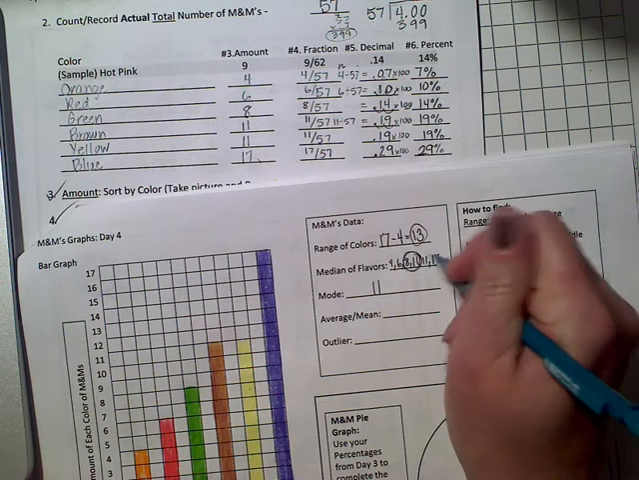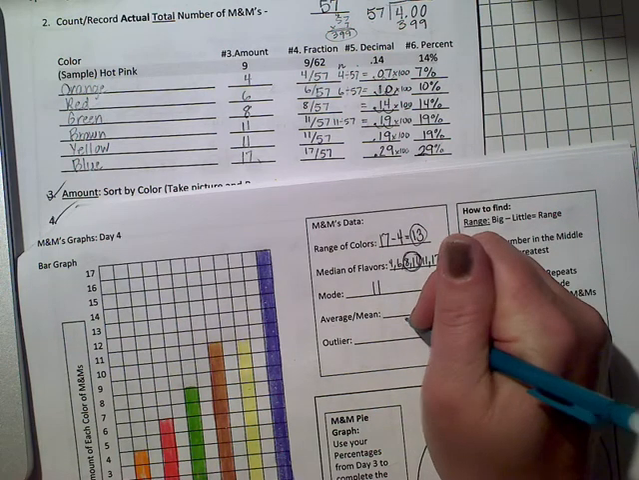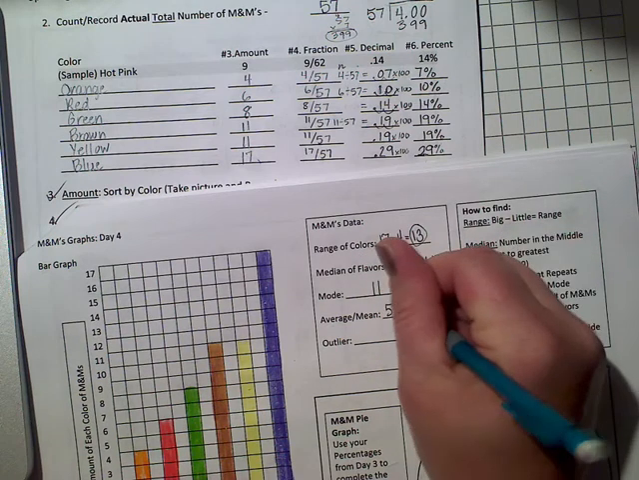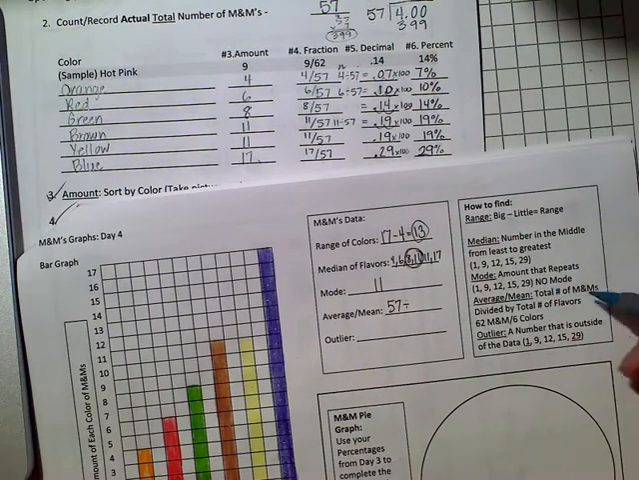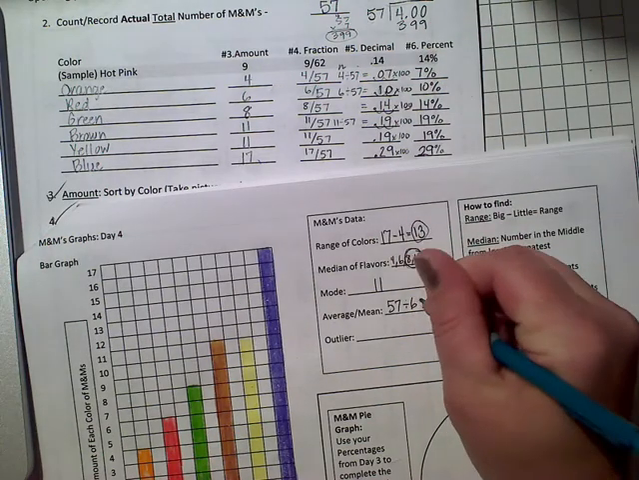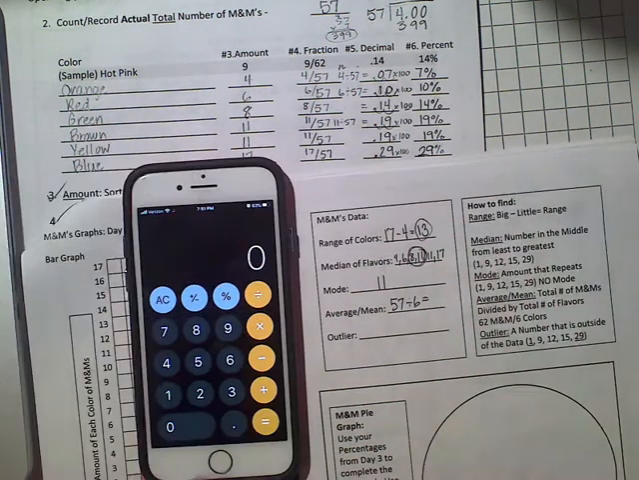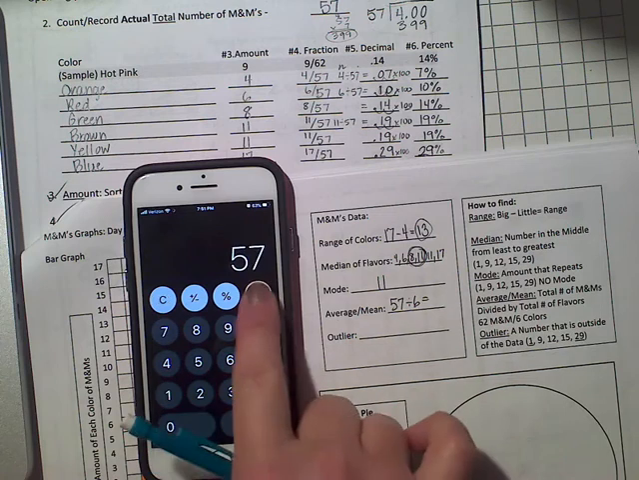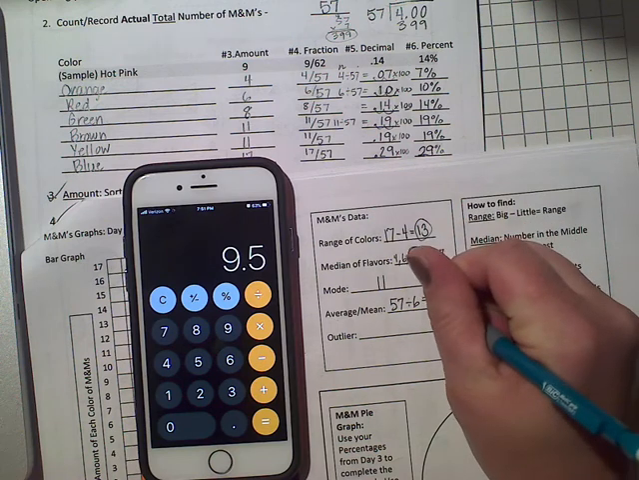Average. That means all of those added together, which would be the total of M&Ms we had, which was 57 for me. And then divide it by how many there are. There are 6 colors. So when you put it in your calculator, 57 divided by 6, it's 9.5.